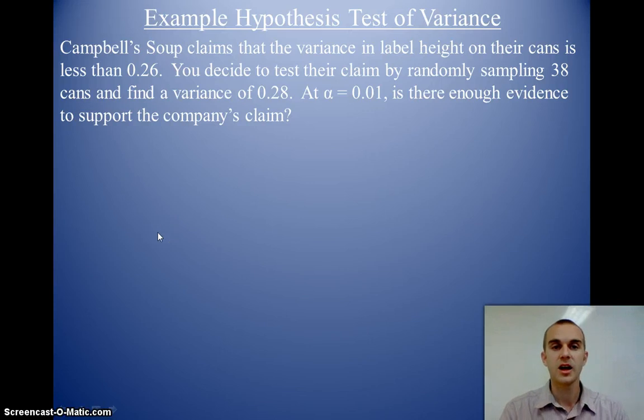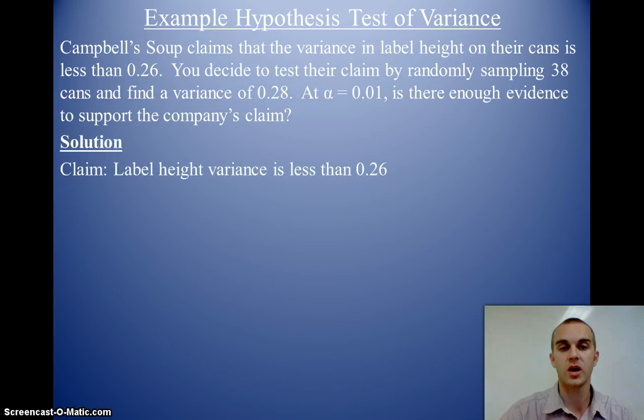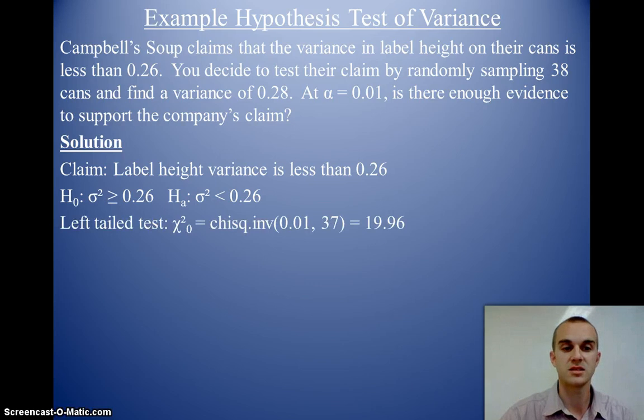So this first one, Campbell's Soup claims that the variance in their label height is 0.26. And you want to test it with 38 cans and find the variance is 0.28. Is that enough evidence to support the company's claim at 0.01? So the claim is that the label height variance is less than 0.26. Since it's less than, the claim will fall in the alternative hypothesis, where the null hypothesis is that it's greater than or equal to 0.26.